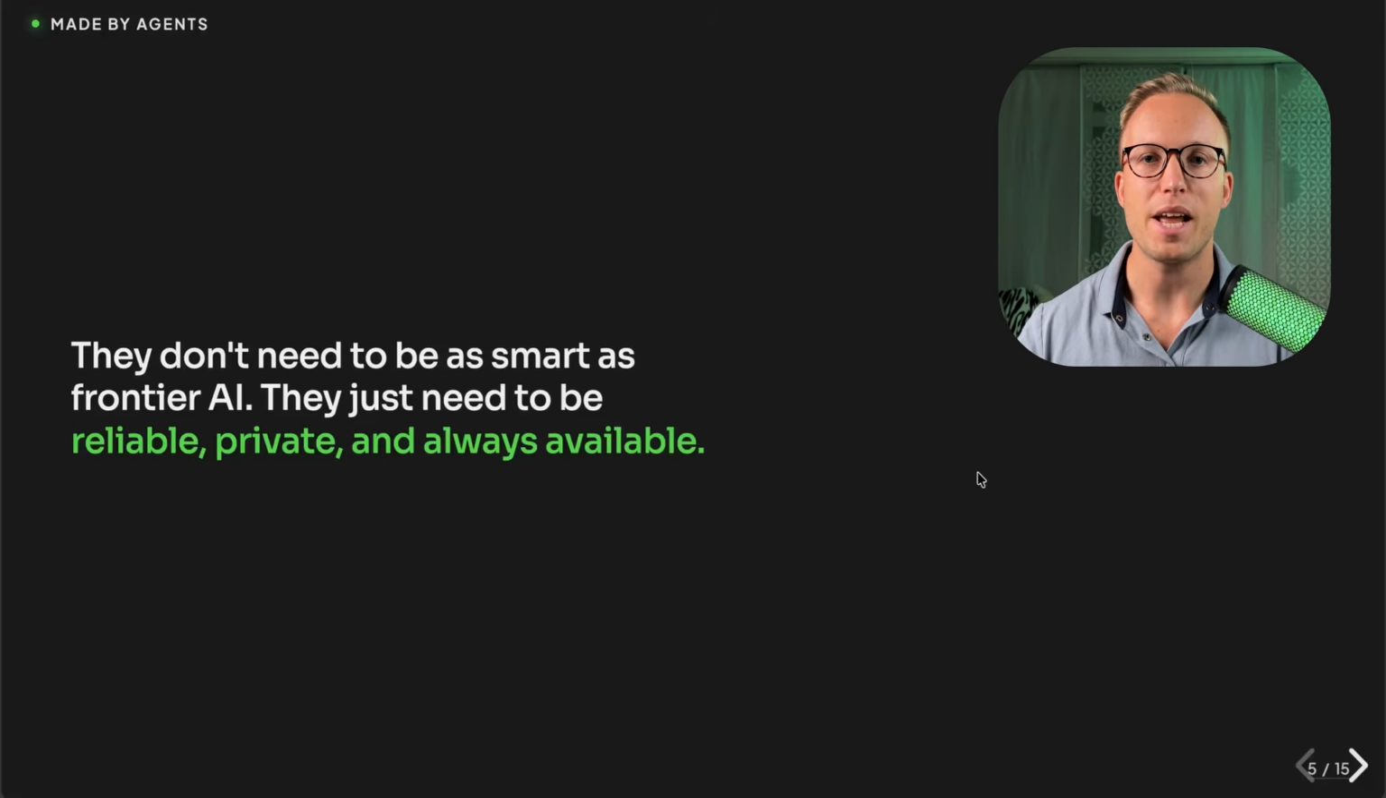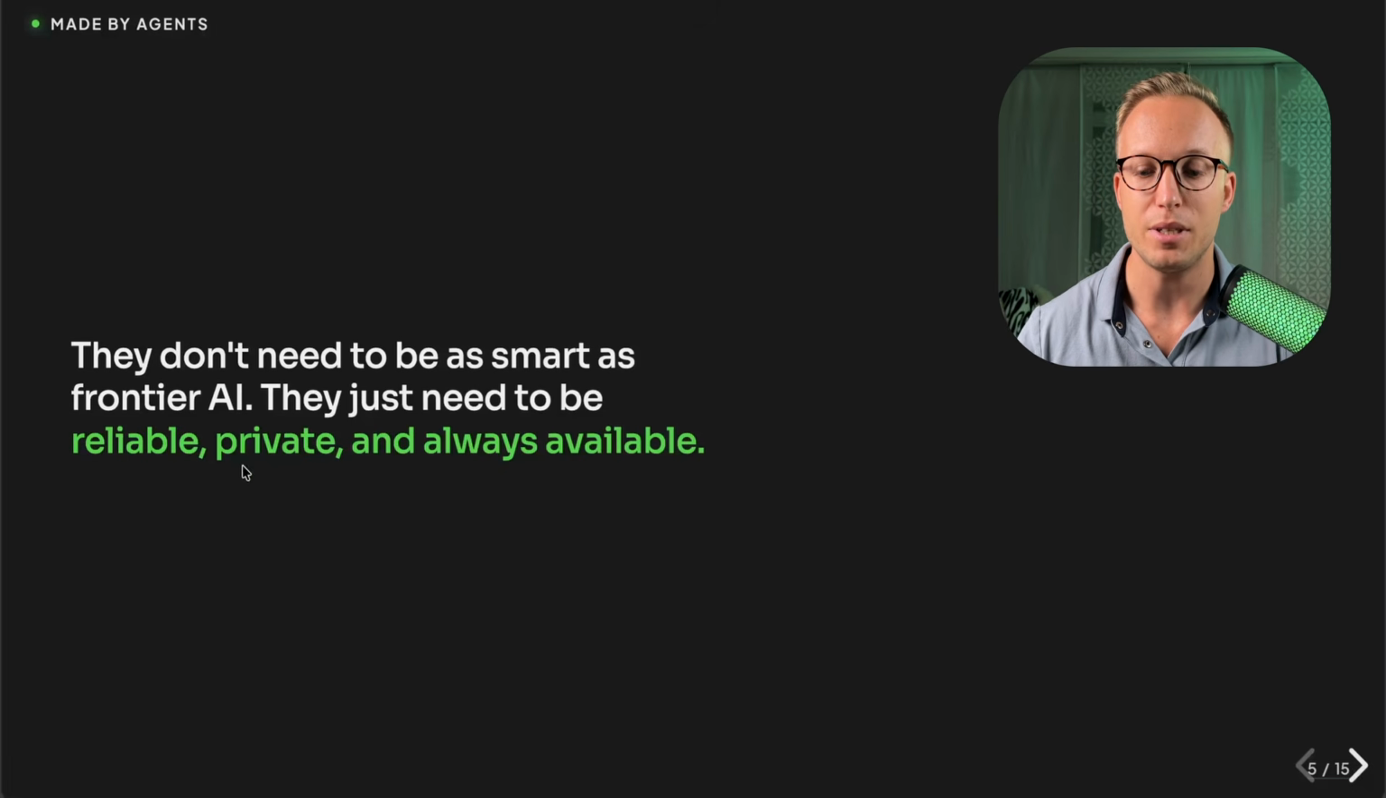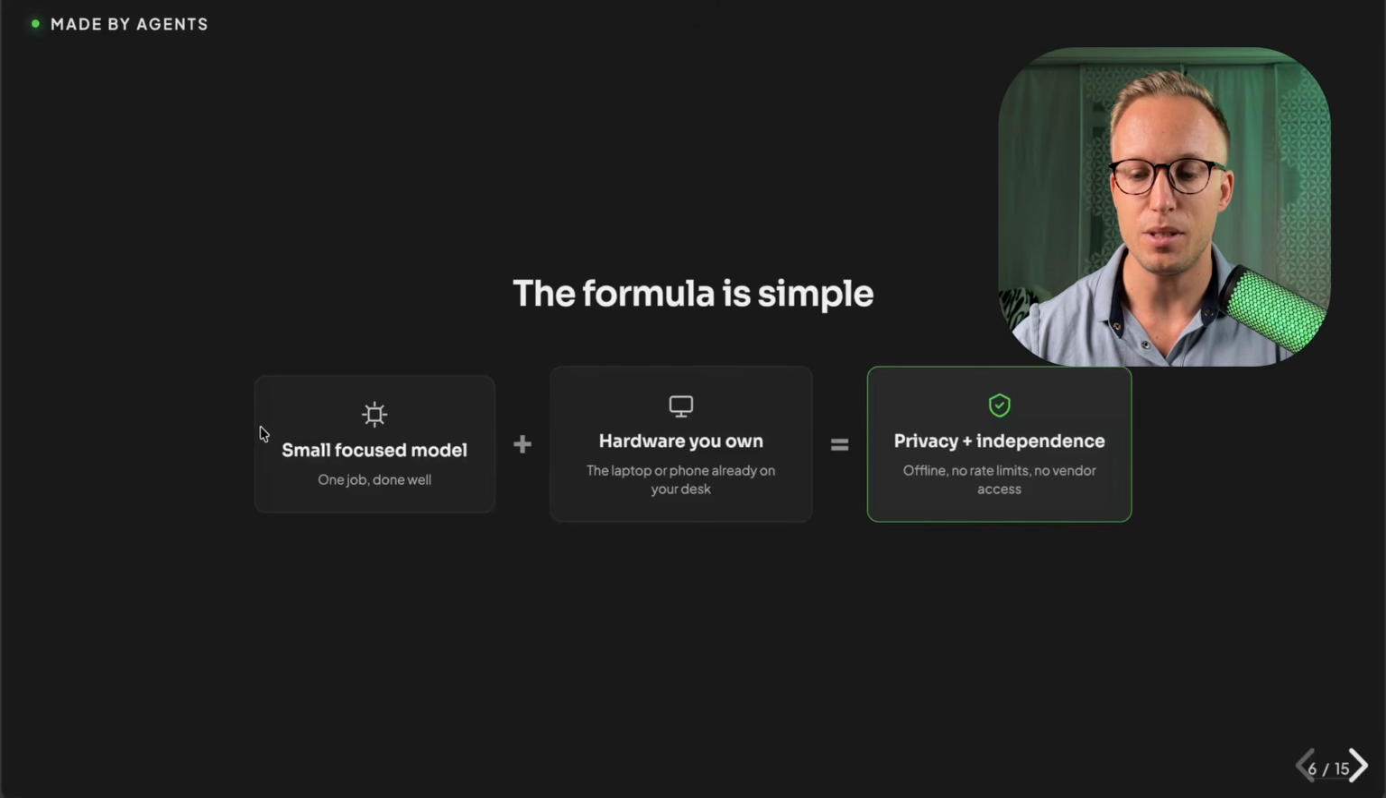The thing about local AI is that it doesn't need to be as smart as frontier AI. It just needs to be reliable, private, and always available. And the formula is really simple. You use a small focused model, which does one job really well, and you use the hardware you already own, a laptop or an old Android phone, and you reach the same privacy and independence. You can run it offline, you have no rate limits, and your data stays on your machines.